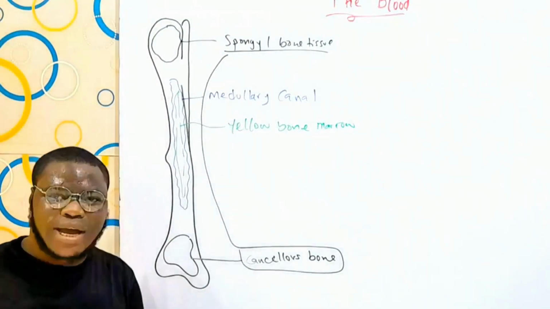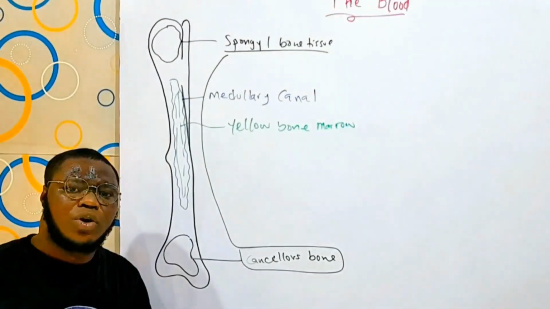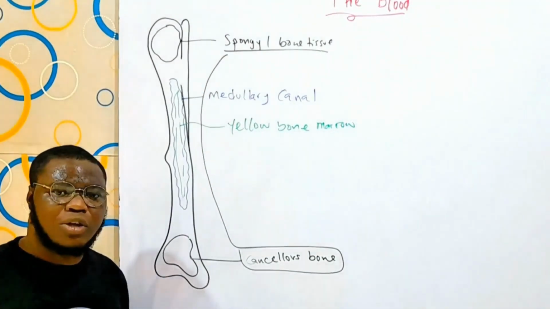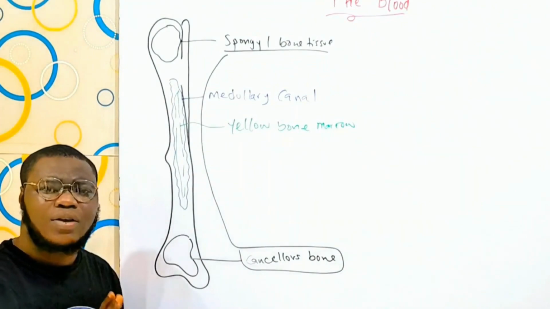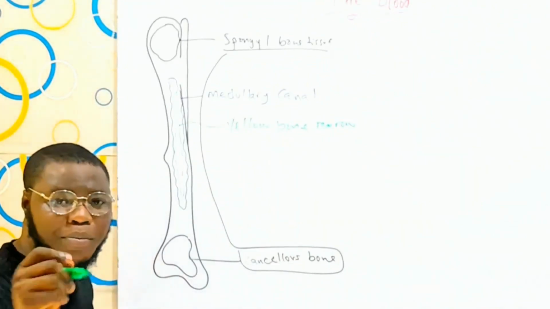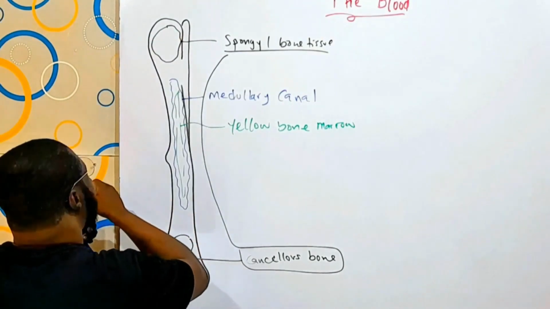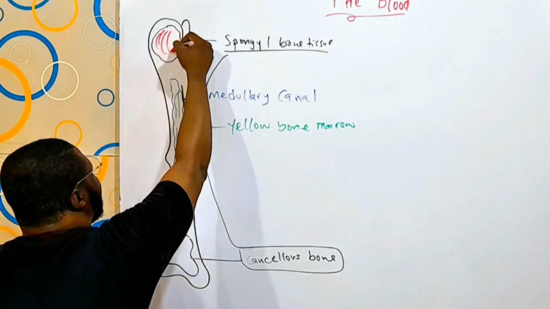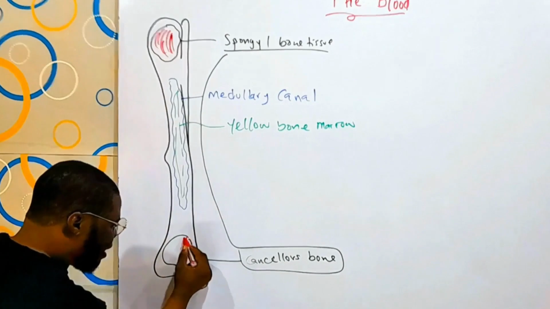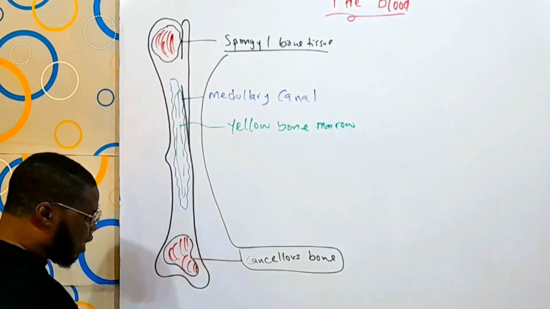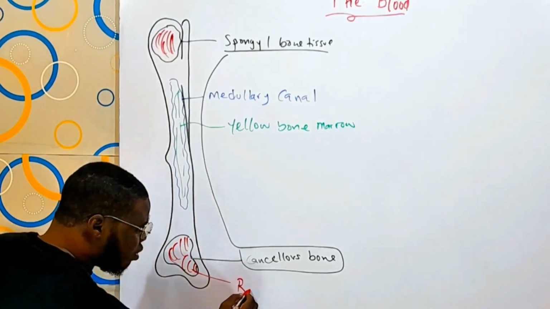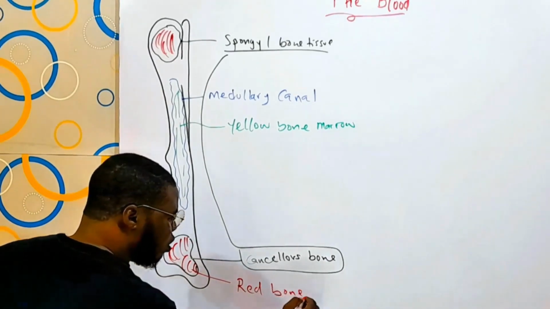That is one type of bone marrow that we have in the human body. But what about the second? The second is called the red bone marrow, and the red bone marrow can be found inside the cancellous bone tissue.